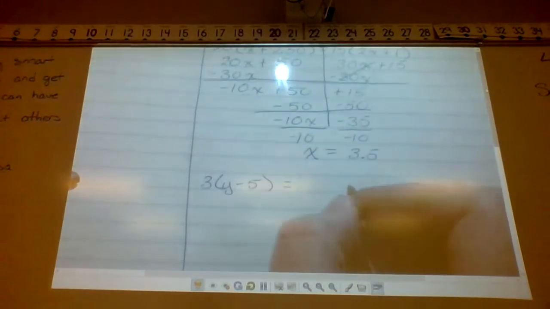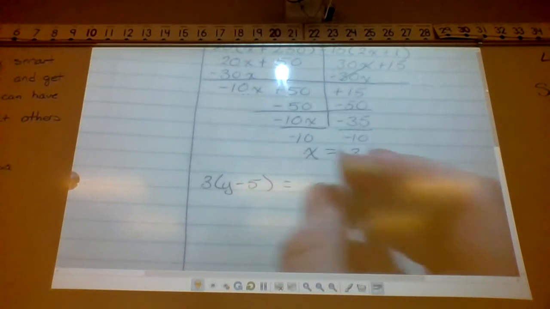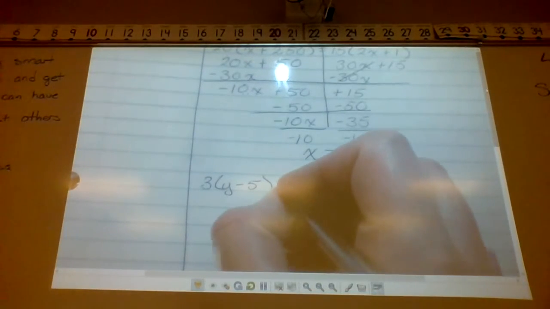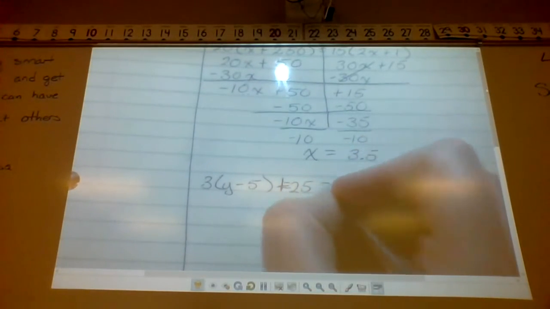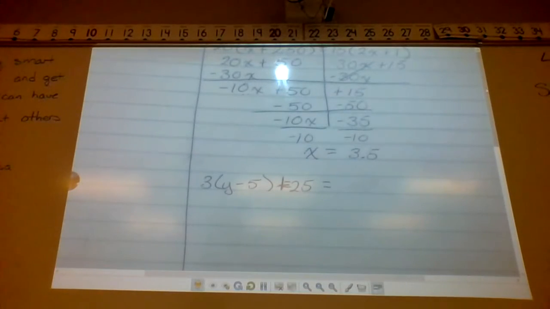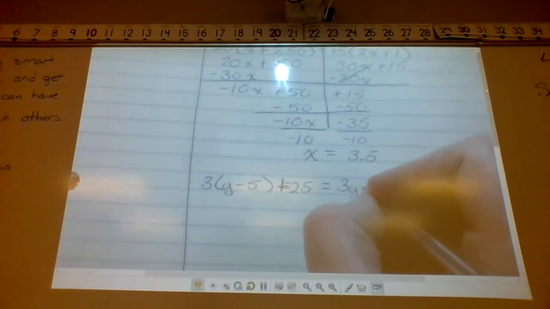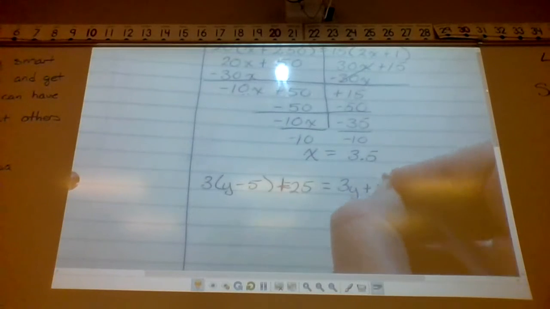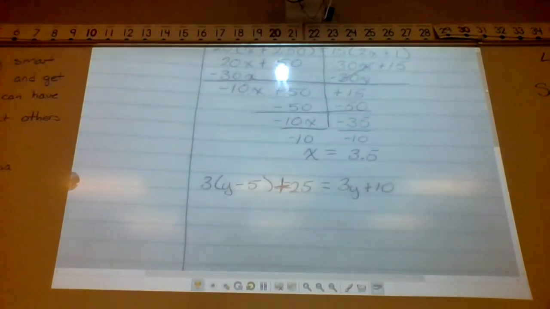No, look at this. Oops. This is a plus sign. Oh, I wrote it wrong. I had to cover it. That's a plus sign. So it's 3 times y minus 5 plus 25 equals 3y plus 10.